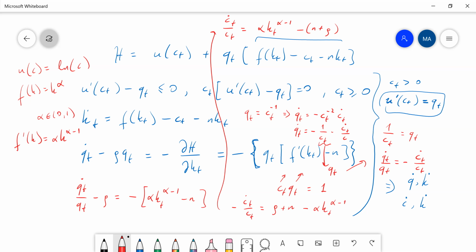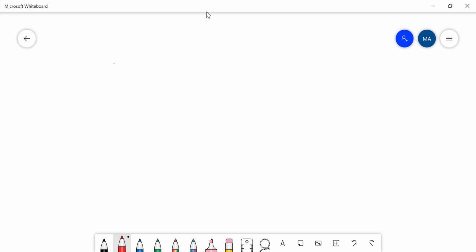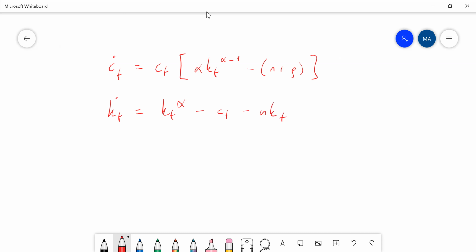So then from the constraint itself, you also have K dot_t equals K_t to the alpha minus C_t minus n K_t. Let me rewrite them on a new page. So I have C dot_t equals C_t times alpha K_t to the alpha minus 1 minus n minus rho. And I have K dot_t equals K_t to the alpha minus C_t minus n K_t. Now this is a system of nonlinear differential equations for C_t and K_t.